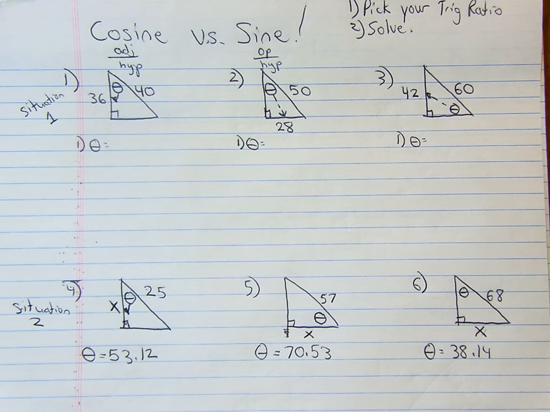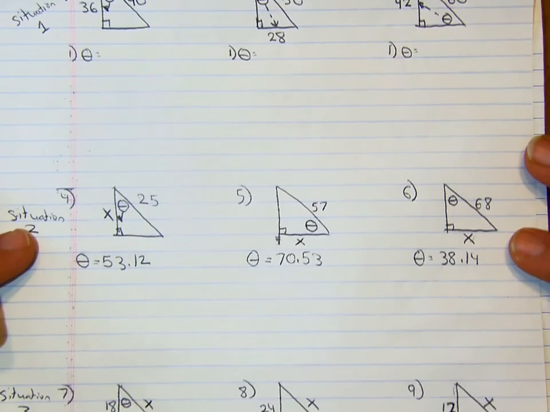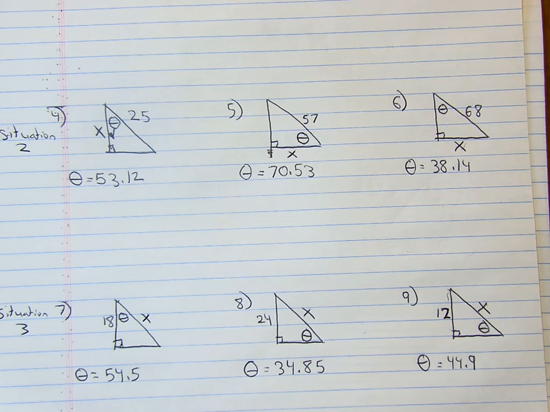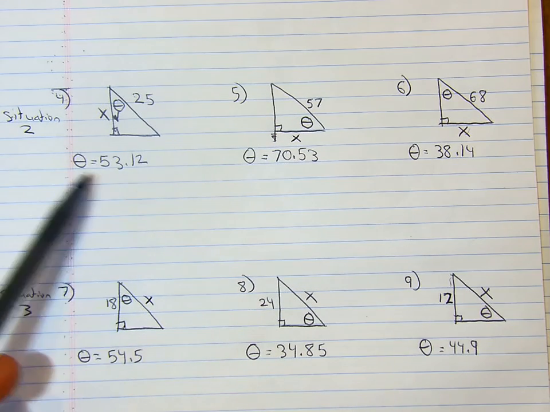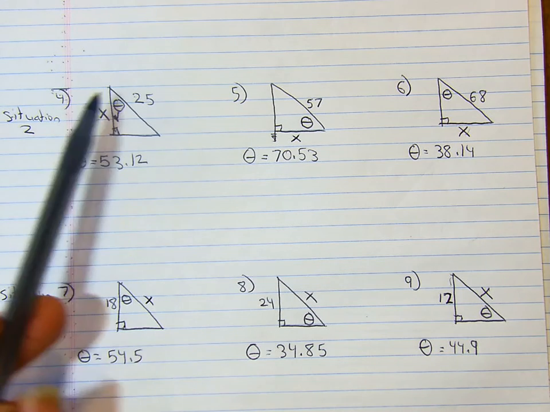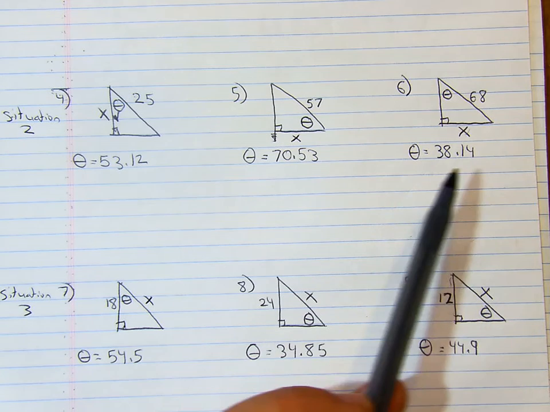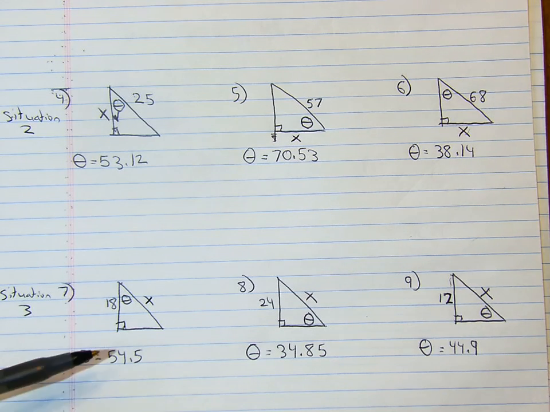And we are numbers 1 through 9, so I am going to scoot it up so you can see the second part. So on numbers 4 through 6, so you can kind of see and get familiar. Again, are you looking at a situation of cosine or sine? And then which steps are you going to use to solve the missing information?